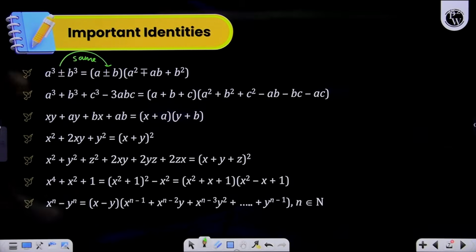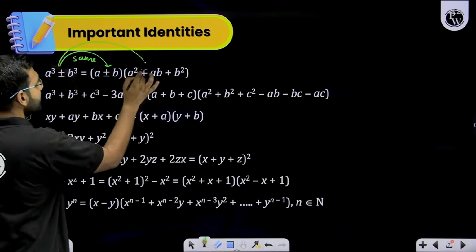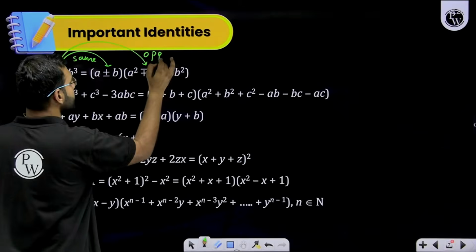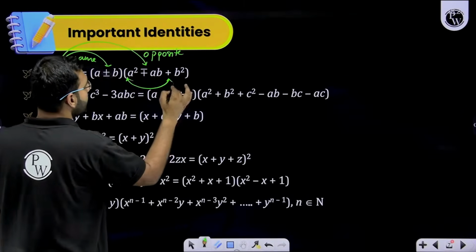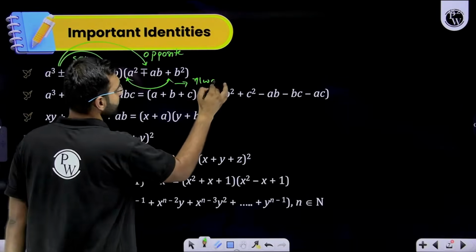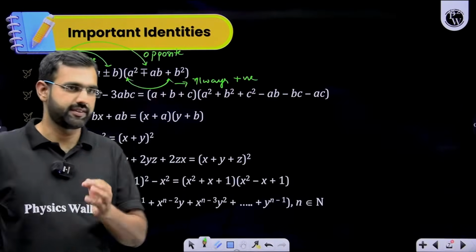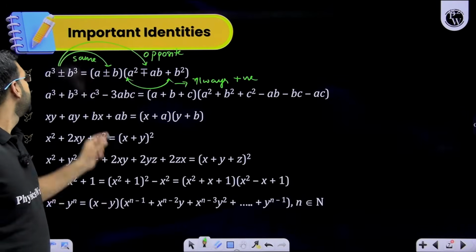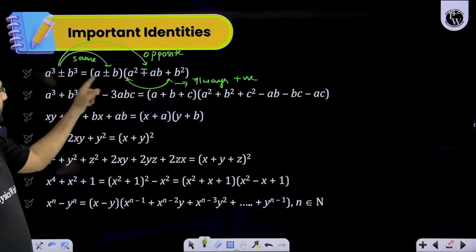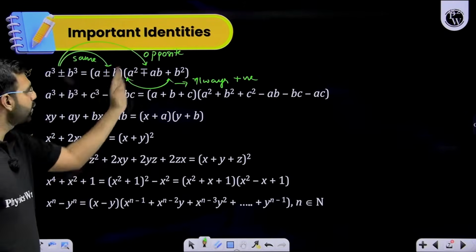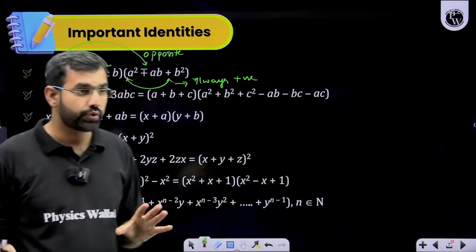So what I was saying is that this sign and this sign will always be the same, and this sign and this sign will always be opposite. And remember, the sign before a square and b square is always positive. I said 3 things. Did you listen to them? The first part: if it is plus, this will be plus, this will be minus. If it is minus, this will be minus, this will be plus. And a square and b square are always positive. That's what I said. Remember it, it is used at a lot of places.